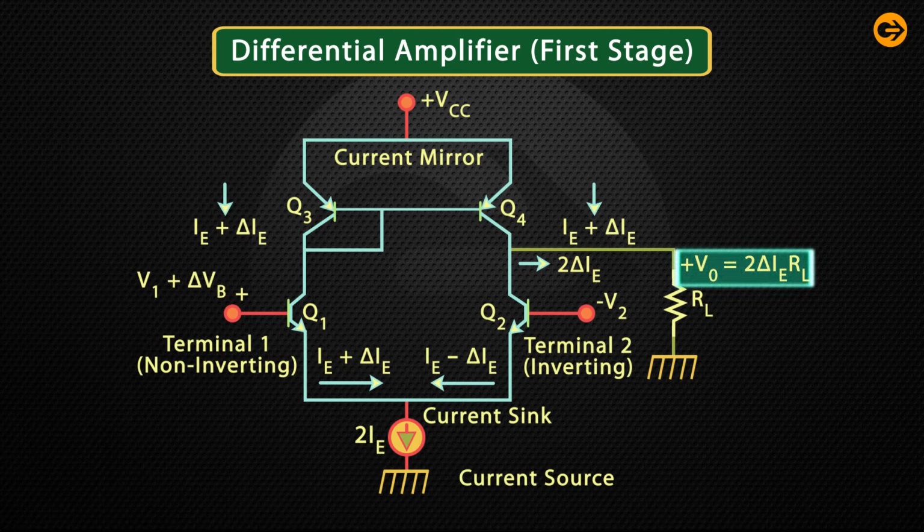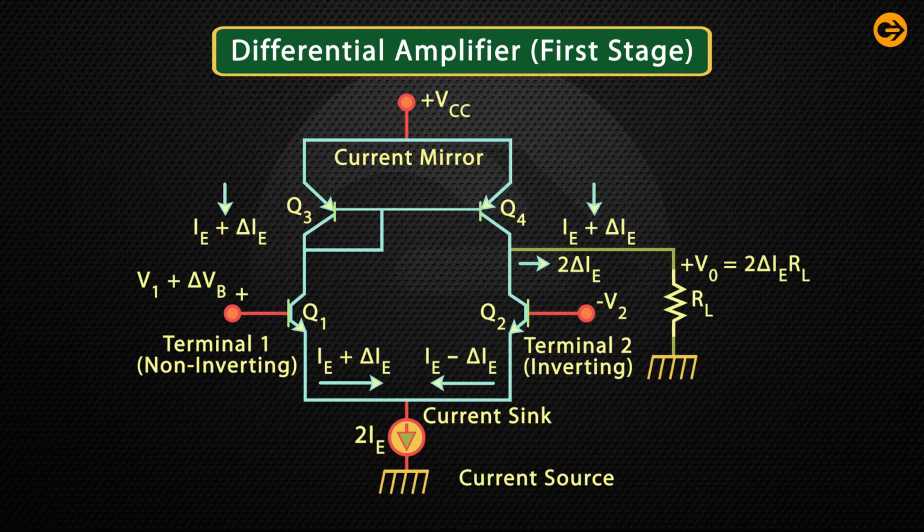Q4 is the sourcing load. Thus, a positive increment at terminal 1 produces a positive increment at the output. So, the phase of the output has not been inverted. Terminal 1 is called the non-inverting input terminal.